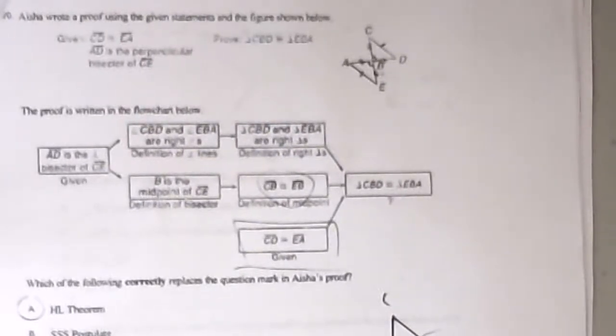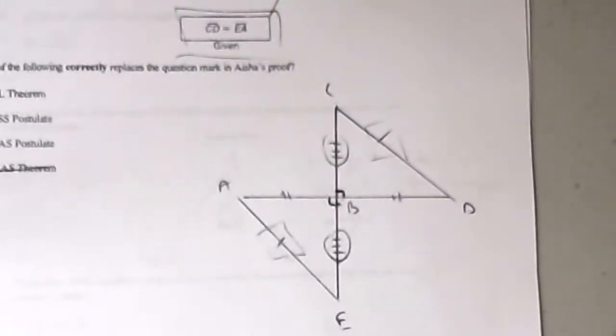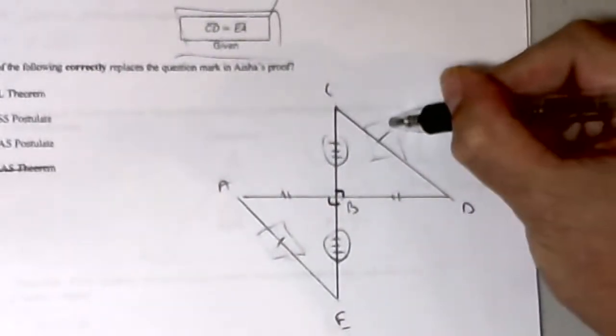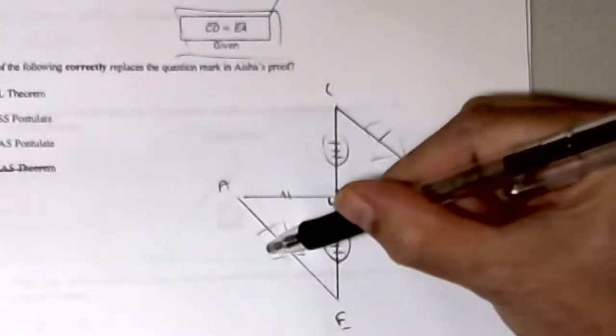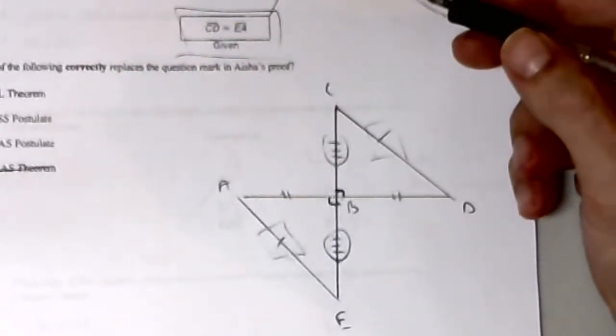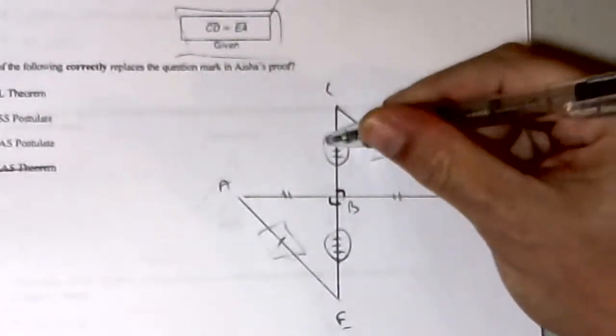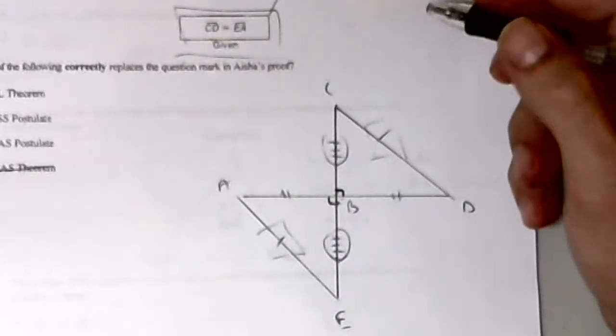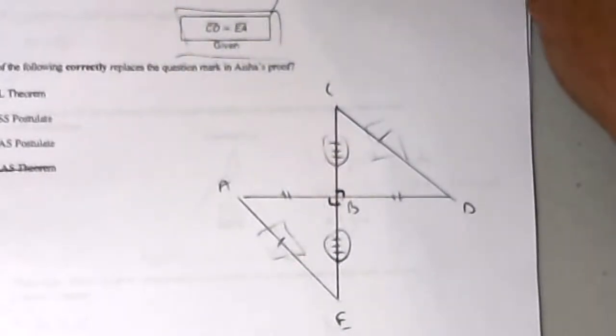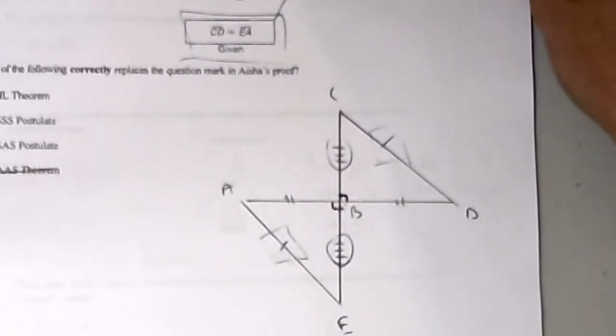Okay, Aisha wrote a proof given the statements and the figure shown below. These proof questions take a little time to look at and see what they're asking us. Given CD is congruent to AE, and AD is the perpendicular bisector of CE. So these are perpendicular, these are equal, and these are equal. Prove that triangle CBD is congruent to triangle EBA.